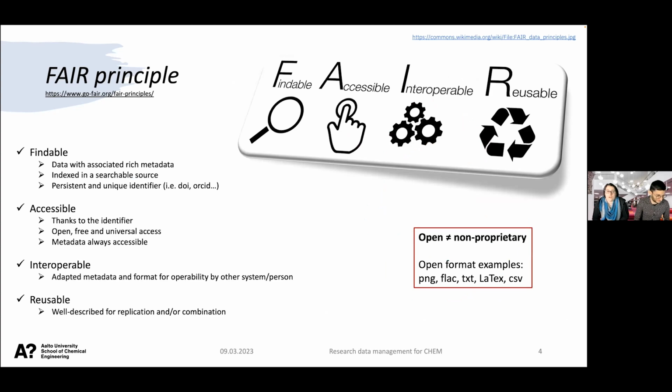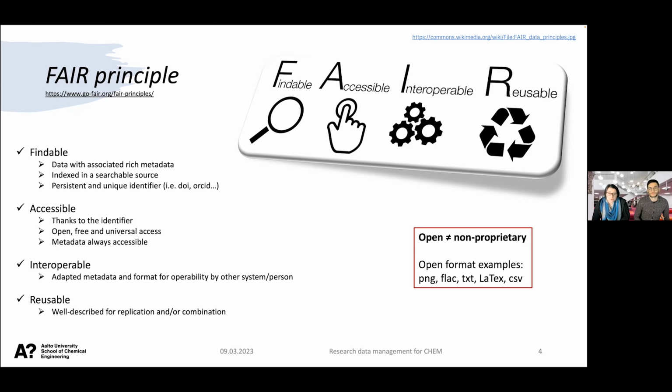Your data should follow the FAIR principles as much as possible. The FAIR principles are about, first, findability of your data. You should associate your data with rich metadata to describe them, so that we can easily find them and index them in searchable sources. It's also about the persistent and unique identifier that you can associate to your data. I hope you all know about the DOI, but another example of identifier is ORCID. It's an identifier for persons.